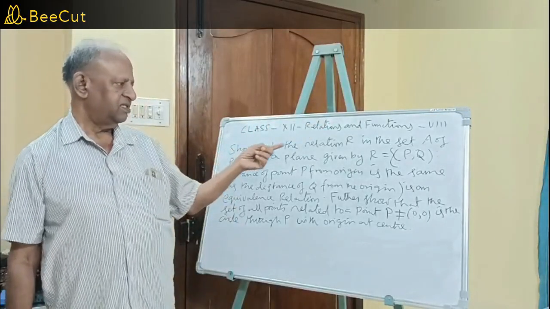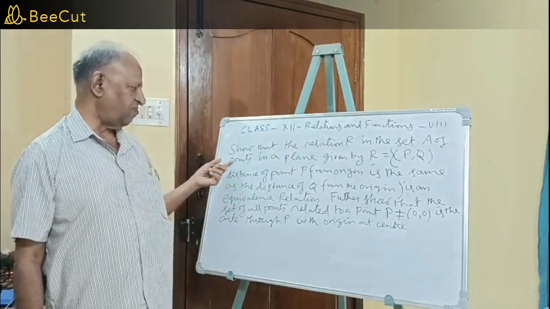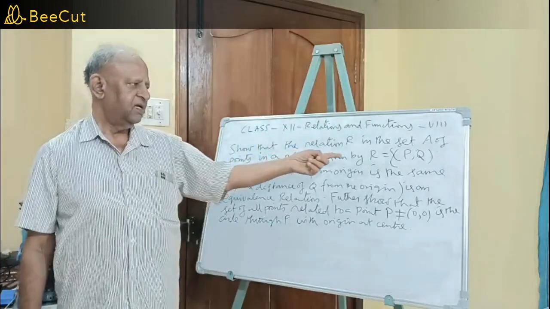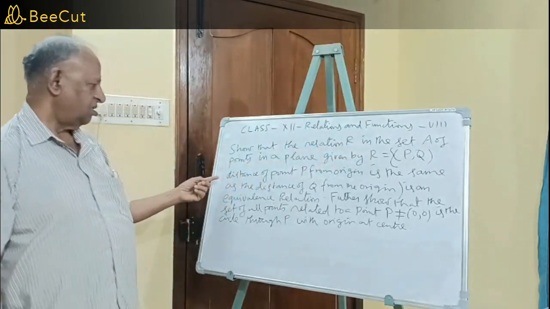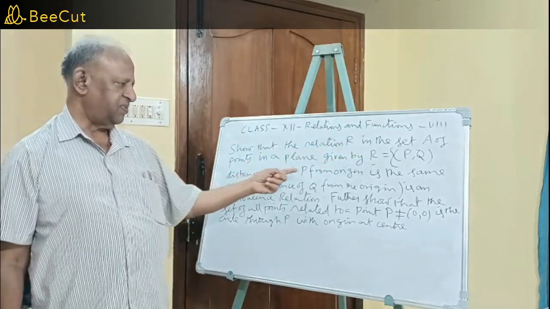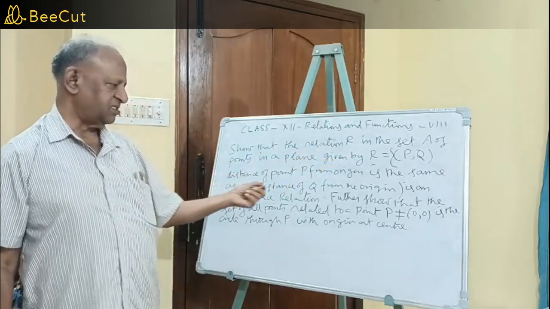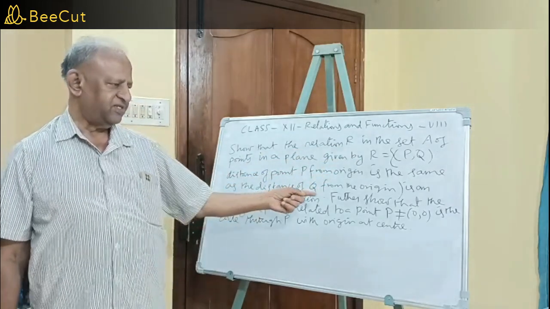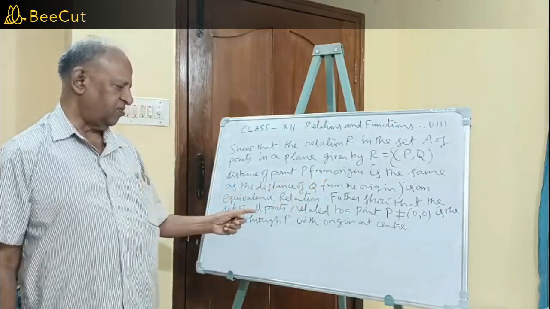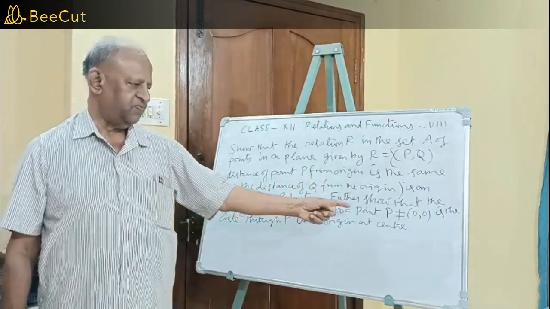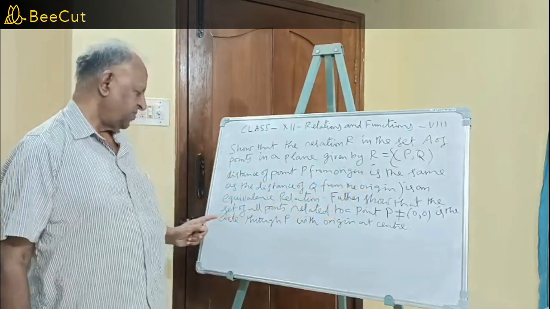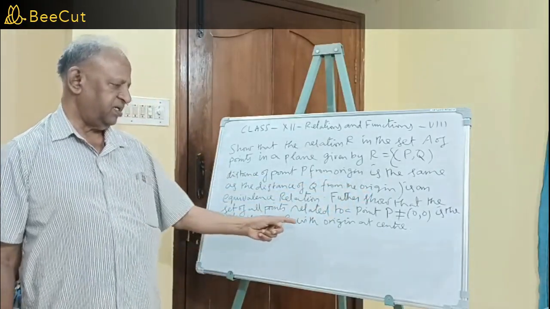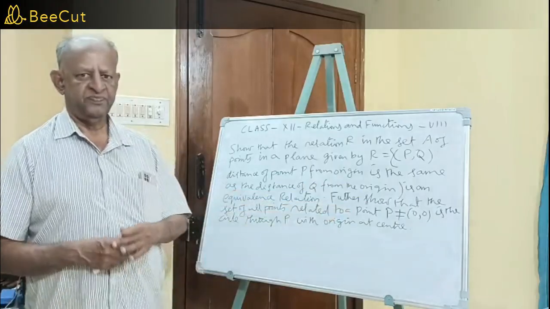Show that the relation R in the set A of points in a plane, given by R equals (P, Q) such that the distance of point P from the origin is the same as the distance of point Q from the origin, is an equivalence relation. Further, show that the set of all points related to a point P not equal to (0, 0) is the circle through P with the origin as center.